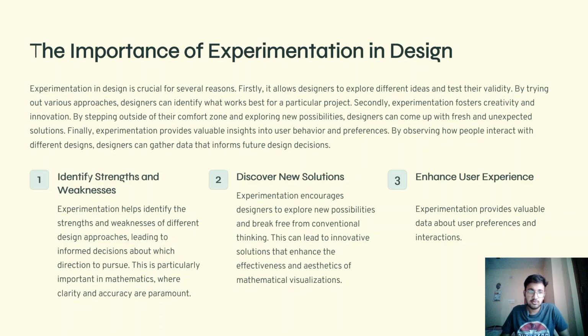Next, we have a few strengths. Experimentation helps identify the strengths and weaknesses for a particular task or a particular problem, which will lead to the decision about which direction to pursue in mathematics, where clarity and accuracy are very precise to be taken. And next, experimentation encourages designers to explore new possibilities and break free from conventional thinking. This can lead to innovative solutions. This can also enhance mathematical visualization. We also have to enhance the user experience through interactions.